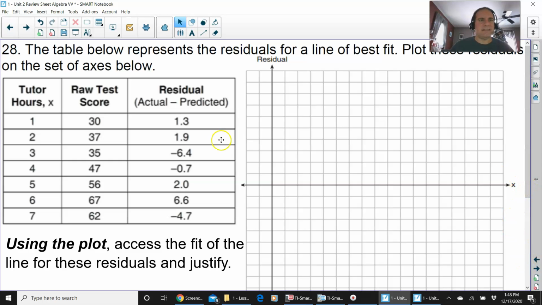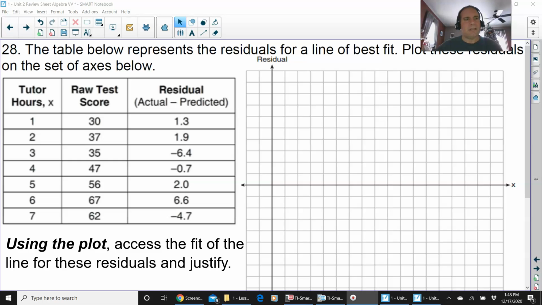Number 28, the table below represents the residuals for a line of best fit. Plot these residuals on the axes below. Right, so here we go. Oh, they're very nice to give you a table where the actual minus the predicted is already done for you. The residuals are already figured out for you. So this is your x, this is your y, this is the residual, right?